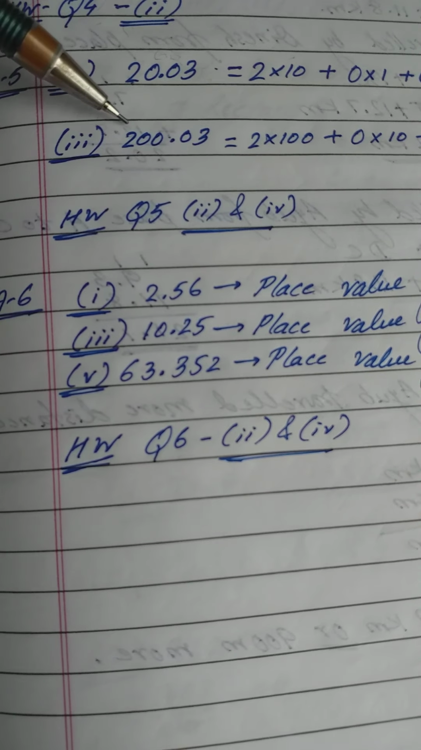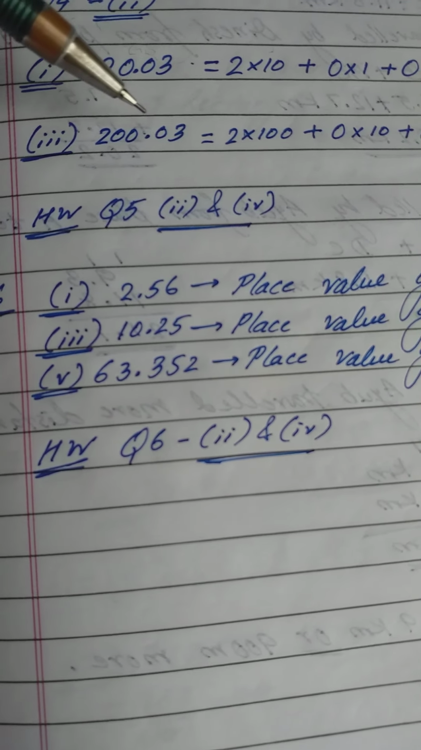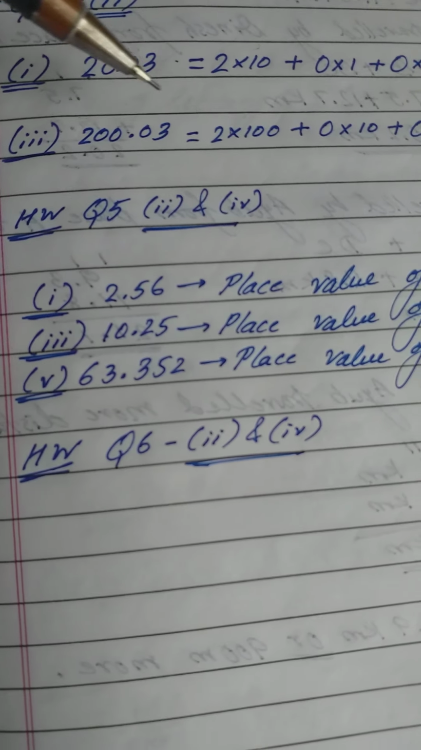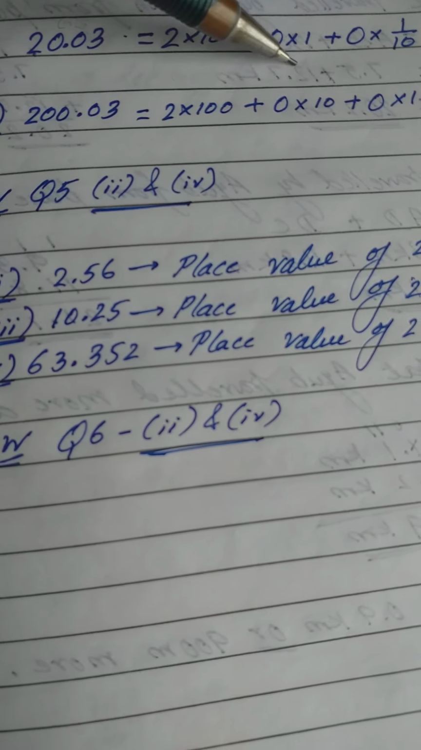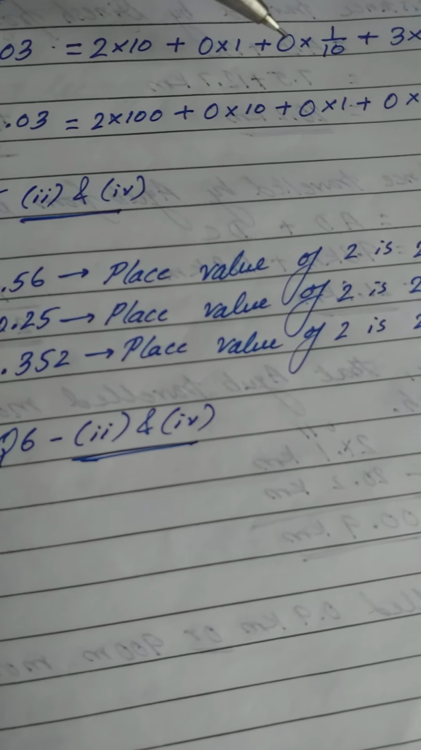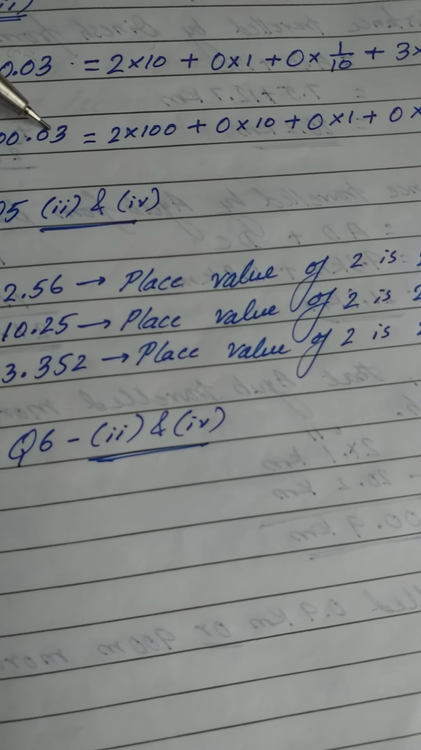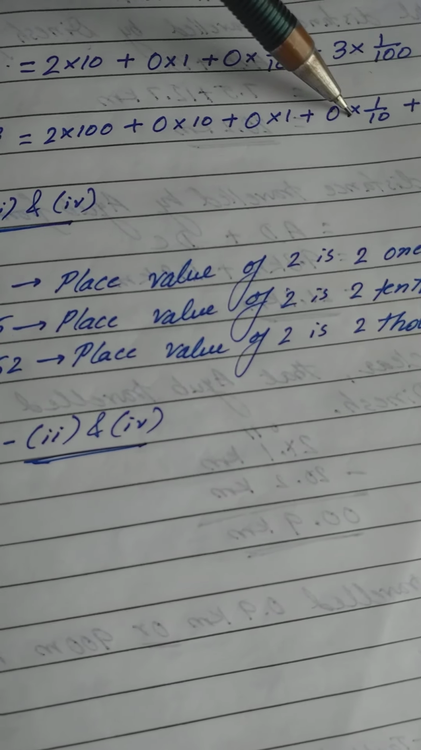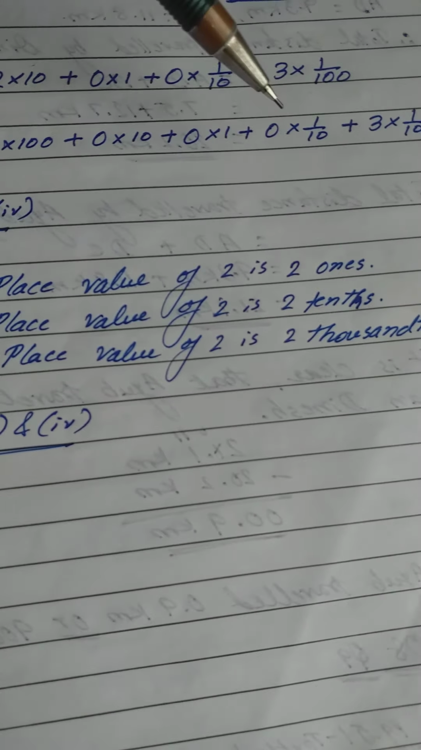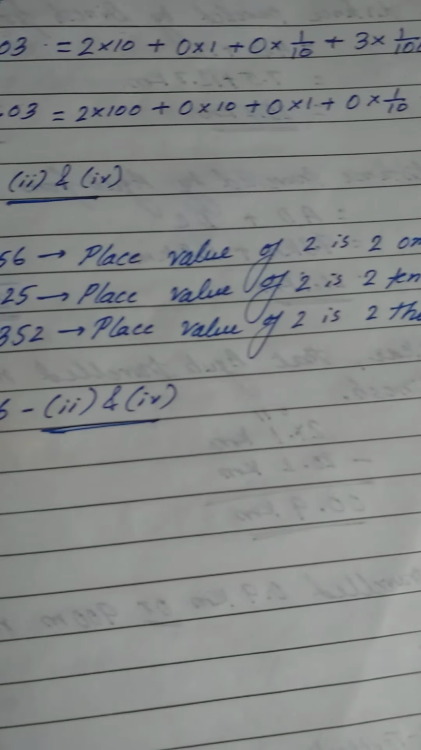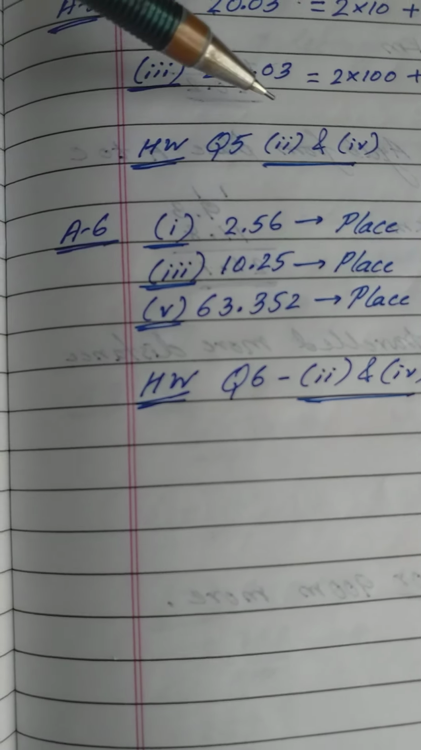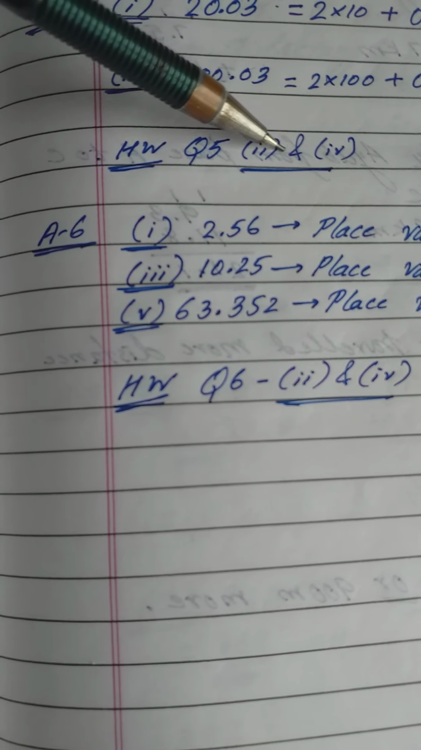Sum number 3, 200.03. This is 2 multiplied by 100. This 0 is to be multiplied by 10. This another 0 is to be multiplied by 1. This 0 after decimal point is to be multiplied by 1 upon 10th part. And this 3 is to be multiplied by 100th part. Question number 5, sum number 2 and 4 will be your homework.